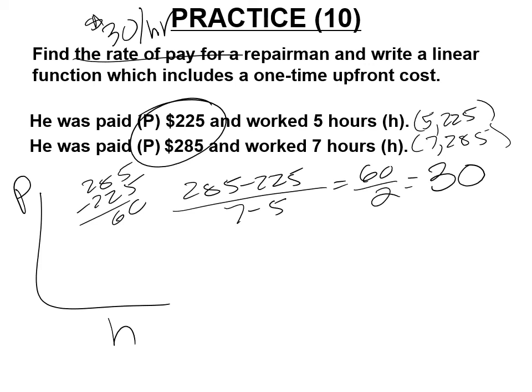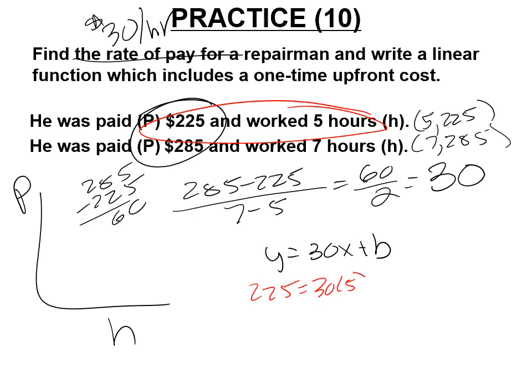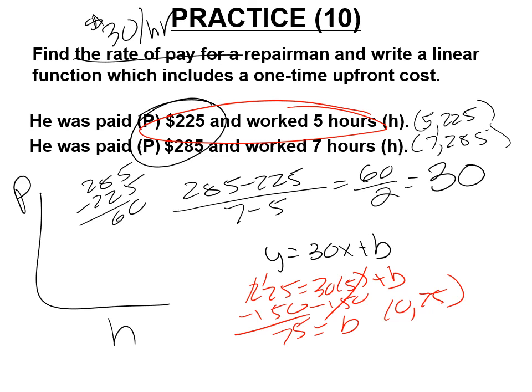So we need to put the 30 into y equals mx plus b. And we use either point. Let's use the 225 and the 5. 30 times 5 is 150. So we're going to subtract 150 from both sides. I get 75 equals b. What does that mean? He got paid 75 bucks for just showing up. That's his one-time upfront cost. And so if we're going to use P and H as I asked, it's P of H equals 30H. Right? These letters are always the same. 30H plus the $75 for showing up.